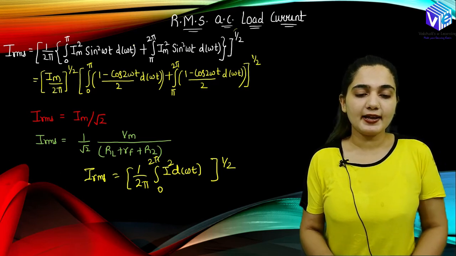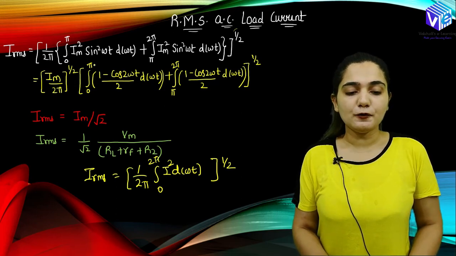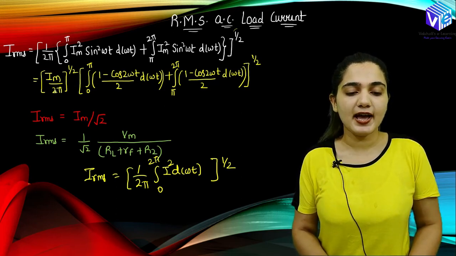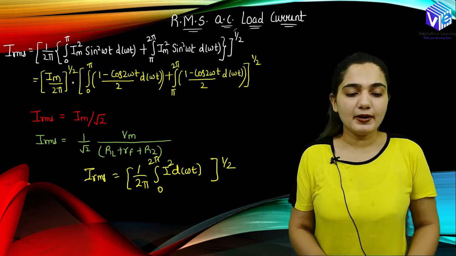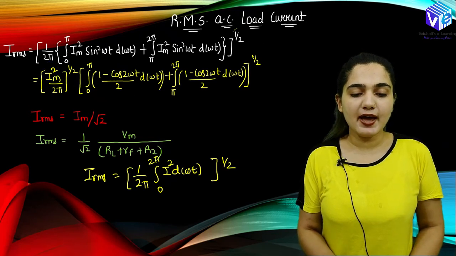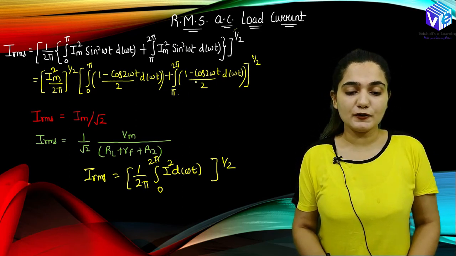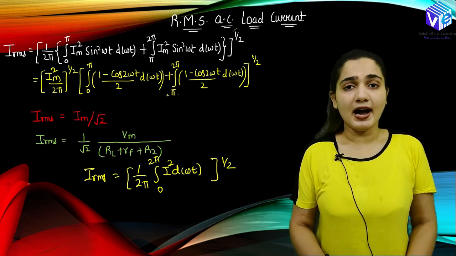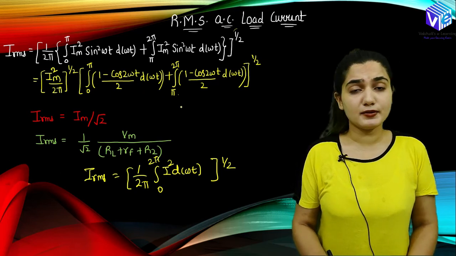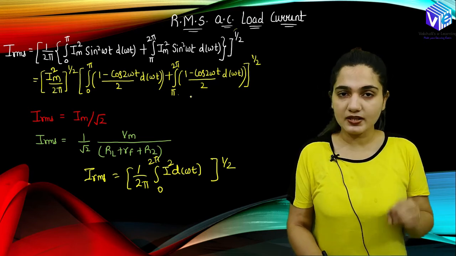So now here I can put the value of sin square as 1 minus cos 2 omega t upon 2, and I can pull out Im. So here I will be having Im upon 2 pi power 1 by 2, and here this is Im square, and here I will be having integration from 0 to pi of 1 minus cos 2 omega t upon 2 d omega t, plus from pi to 2 pi I have 1 minus cos 2 omega t upon 2 d omega t, power 1 by 2. So when you solve this, and I am leaving it to you, it's a very simple integration that you can solve. Pull out your notebooks and solve it.